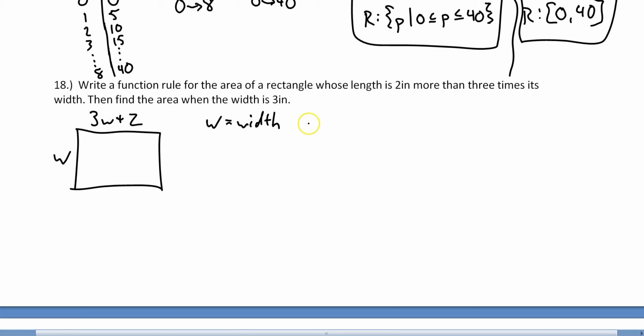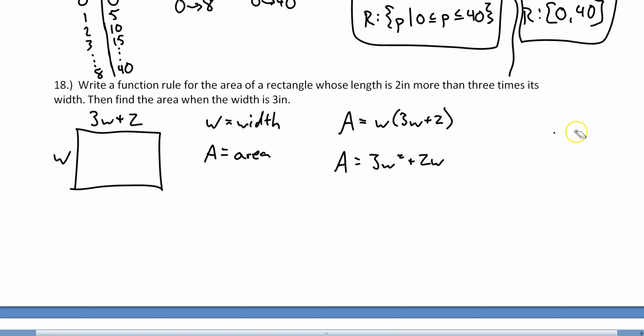Okay? And so when I think about this, then I want to know about the area, so that's going to be my other variable. I'm just going to use A for area. So I'm going to say the area equals length times width, or width times length. So it's just those two things being multiplied. And I'm going to simplify this a little bit. I'm going to distribute that w. That gives me 3w squared plus 2w.